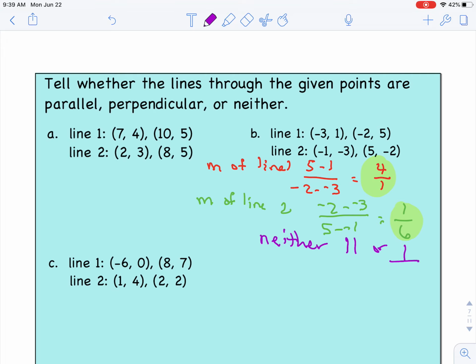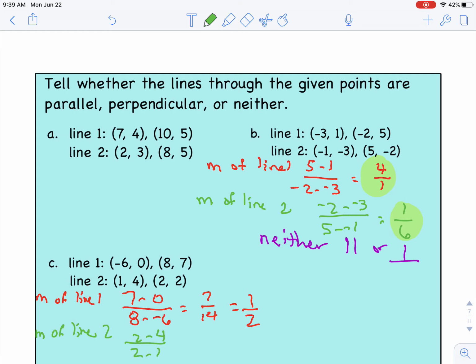So now let's look at one more example and see what this looks like. So now I'll do the slope of line 1 again. So now I get y2 minus y1 over x2 minus x1, which gives me 7 over 14, or 1/2. So now let's find the slope of line 2. And if they're the same, they will be parallel. If they're opposite reciprocals, they will be perpendicular. So slope of line 2 is 2 minus 4 over 2 minus 1, which gives me -2 over 1.